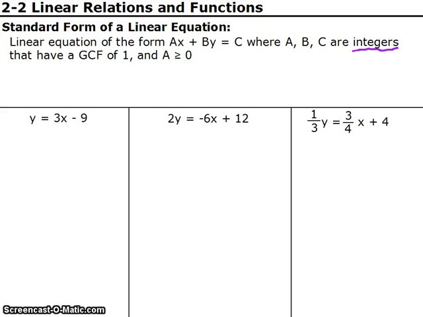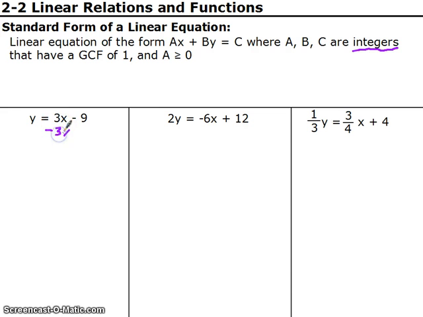So if you have like 2, 4, and 8 as your numbers, you have to divide them all by 2 to get it down to 1, 2, and 4. All right, so they have a GCF of 1. And A is not allowed to be negative. You have to have A be a positive number. All right, so let's try this out. We have a linear equation here. It's not in standard form. This is actually in slope-intercept form. We'll get to that later, though. So let's transform it. The thing I see is I need to move the x over to the other side.